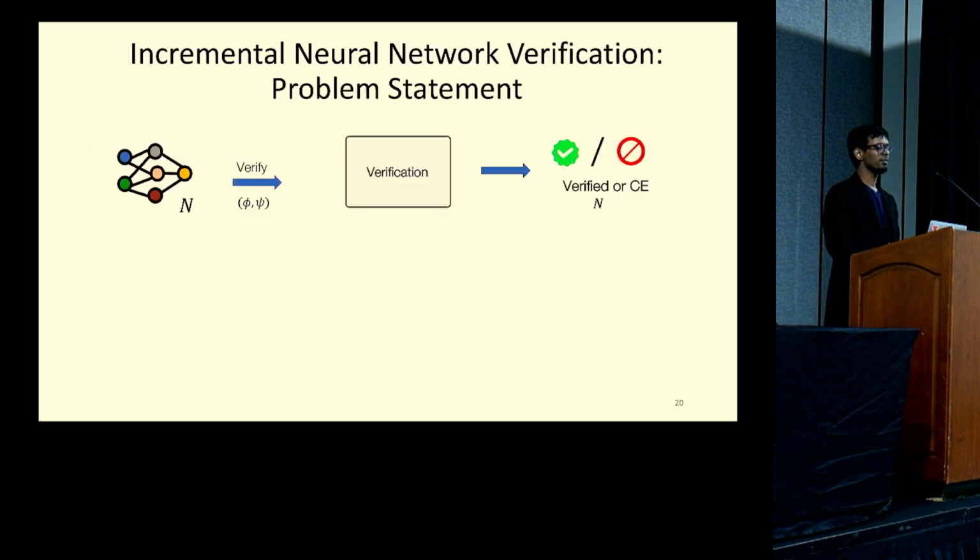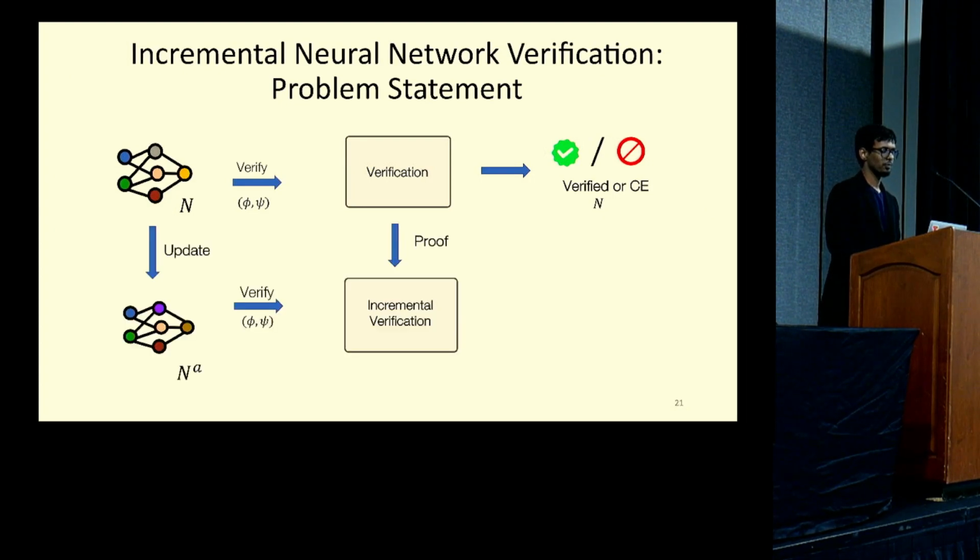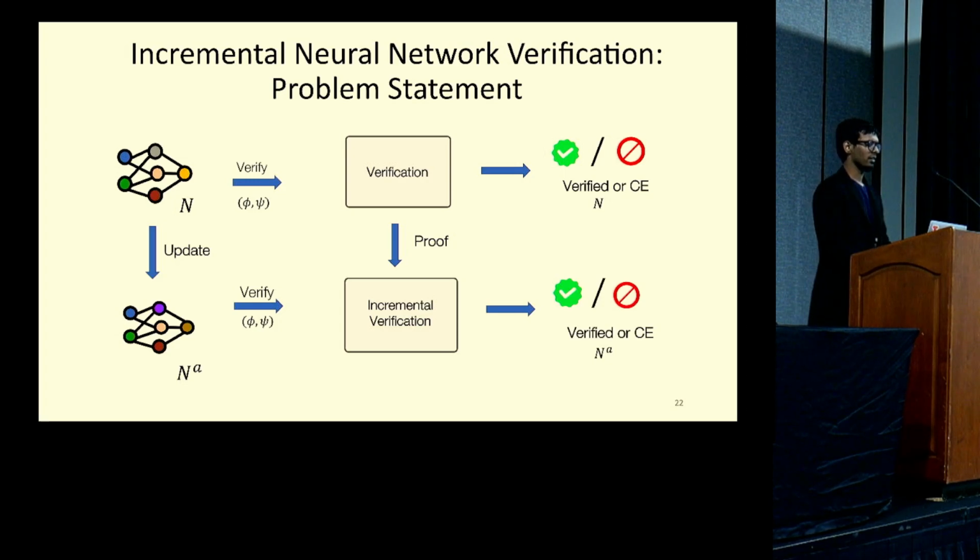And the incremental verification problem is basically we verify neural network n, we take its proof, and we perform this fast incremental verification of this updated network NA. And this basically requires us to reuse the proofs of verification.